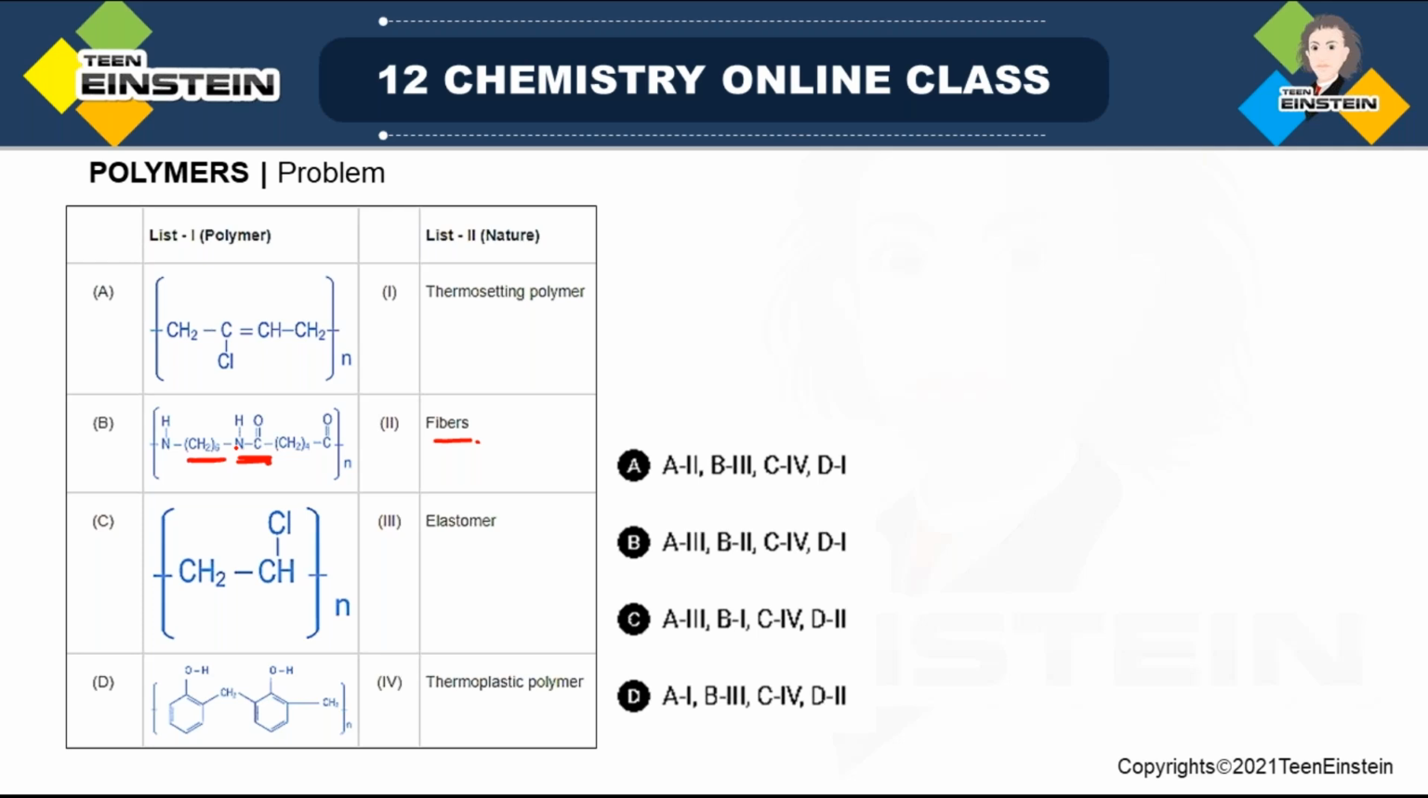But suppose you are sure that A is matching with 3, which is coming twice. A matching with 3 means it is elastomer. In that case, you will be stuck between B and C. But right now, what we are saying is that B is matching with 2, which you can find only in one option. So there may be a chance that option B is correct.